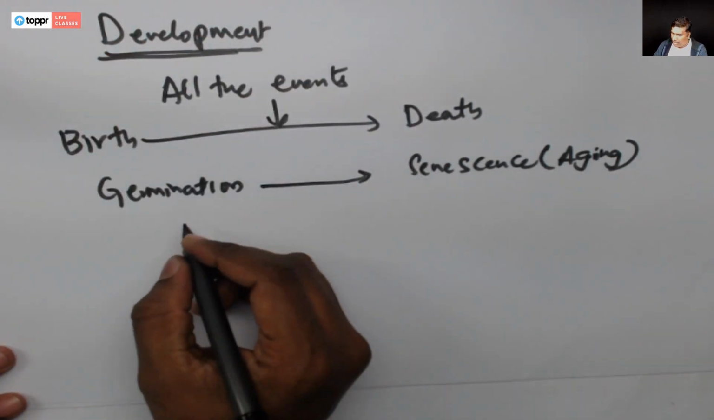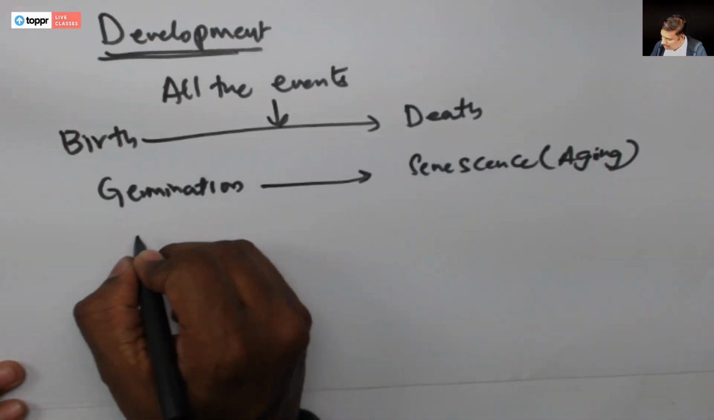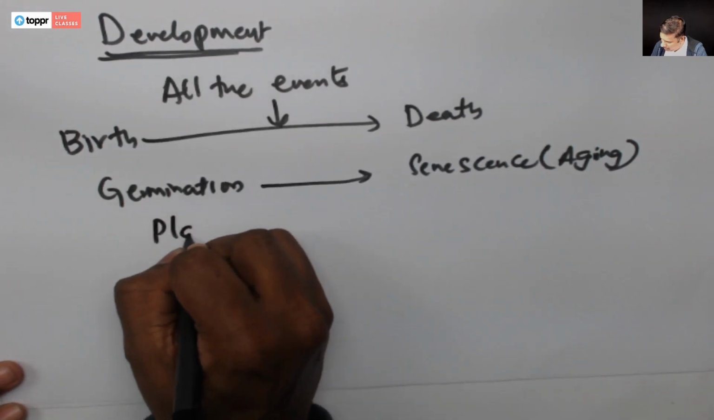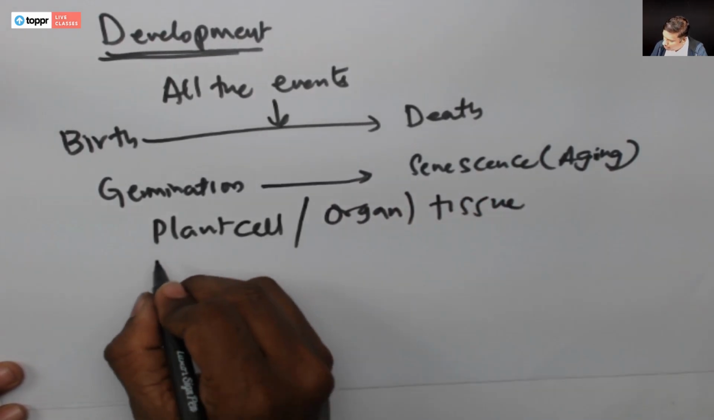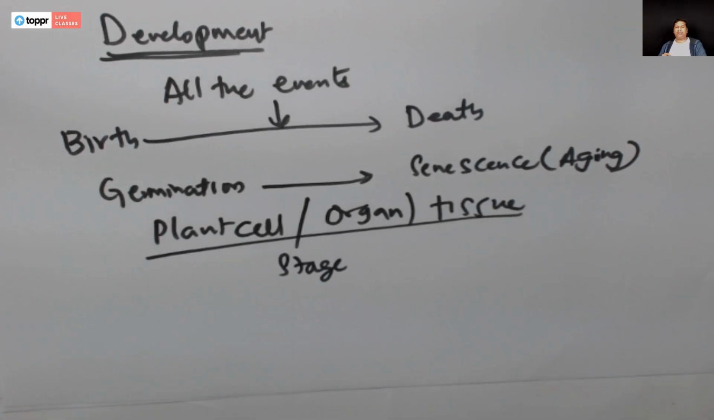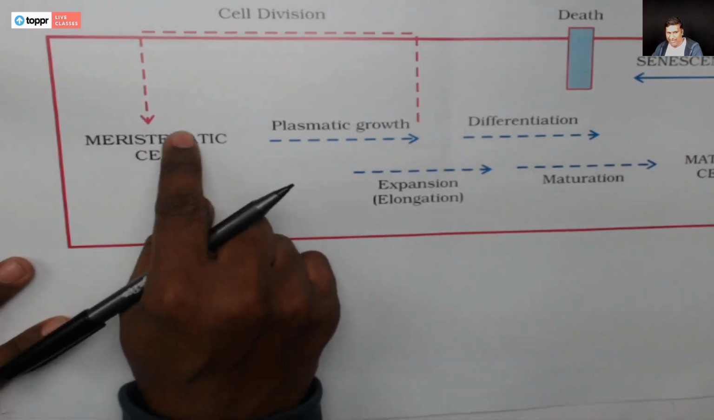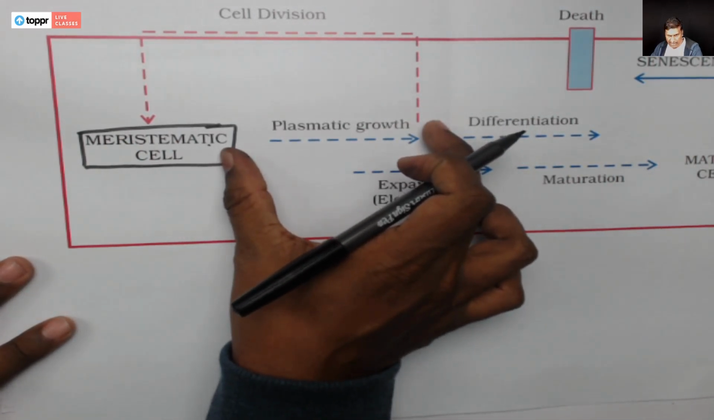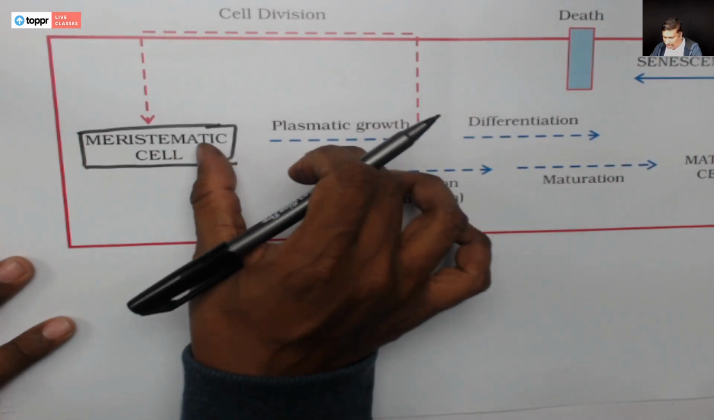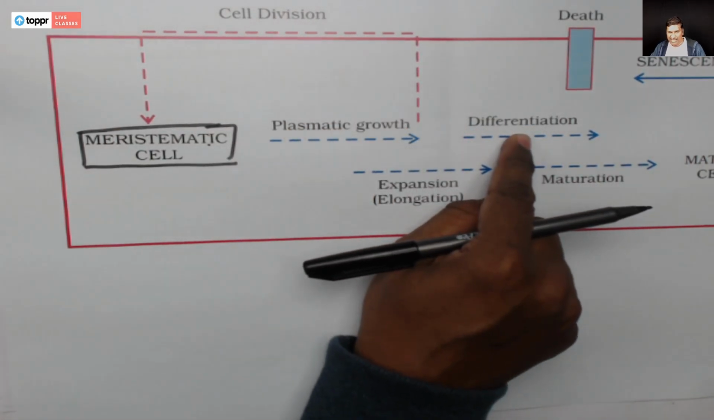So here, the development of a plant cell, a plant organ or a plant tissue will go through several stages. Now, what are the stages? Everything will start with a meristematic cell, like I said in the beginning. This meristematic cell will increase in its length, that is plasmatic growth. The growth of the cell will happen. Then it will divide. One cell will undergo differentiation, which we have seen in the cambium example.